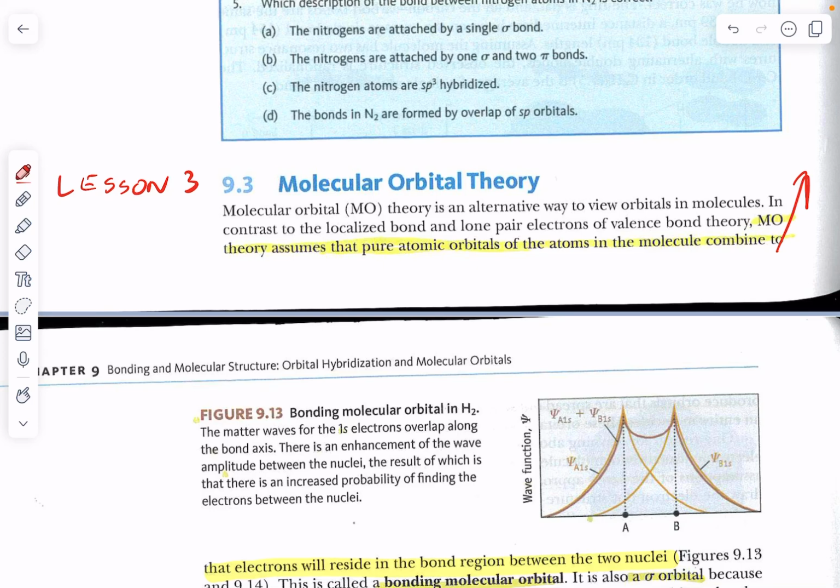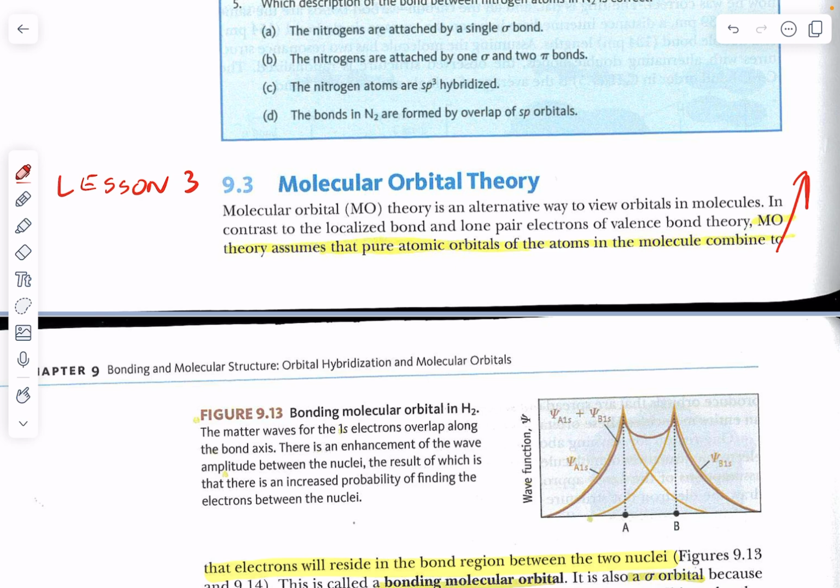This will be the last lesson for Chapter 9, and we're going to be focusing on another theory called the molecular orbital theory. Now, a number of years ago, I don't know if it's 3 or 4 or 5, maybe before COVID, molecular orbital theory was not on the AP test. But in the last couple of years, some students have remarked that there was a little bit of molecular orbital theory on the AP test.